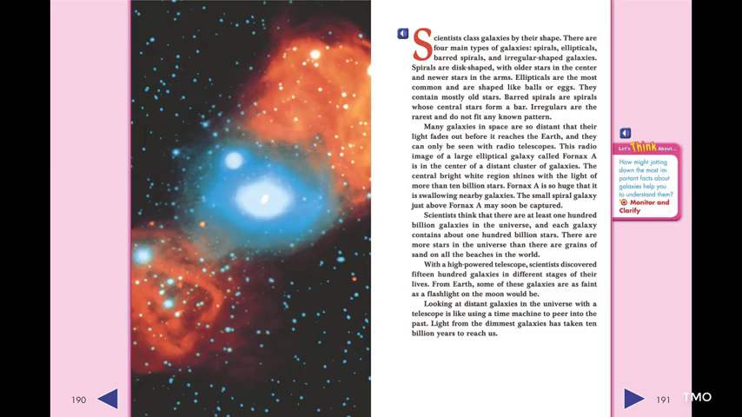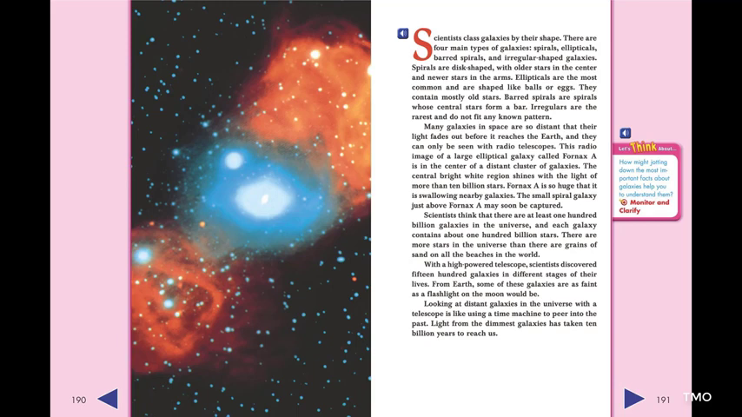Scientists class galaxies by their shape. There are 4 main types of galaxies: spirals, ellipticals, barred spirals, and irregular-shaped galaxies. Spirals are disc-shaped, with older stars in the center and newer stars in the arms. Ellipticals are the most common and are shaped like balls or eggs. They contain mostly old stars. Barred spirals are spirals whose central stars form a bar. Irregulars are the rarest and do not fit any known pattern.